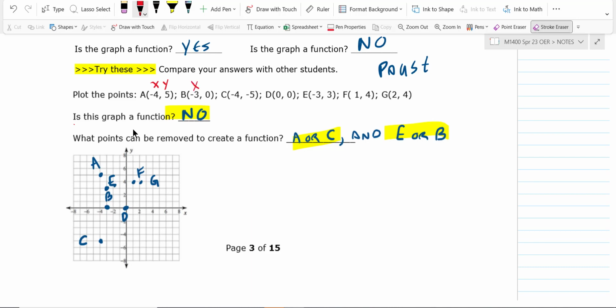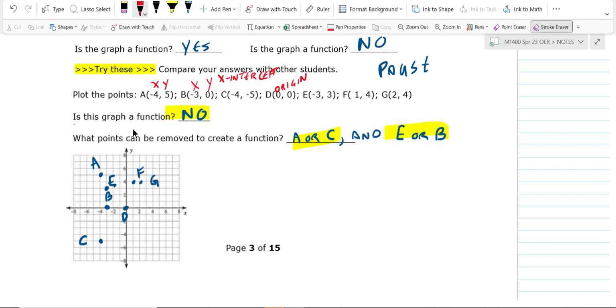Point B, you're going to the left 3, and you're not moving up or down on the y-axis. So if that y is 0, this is what we call an x-intercept. Okay, C, you would go left 4, down 5. So notice I went left 4 on the x-axis, down 5 on the y-axis. Point D is in the middle, 0, 0. We call that point the origin. And then -3, 3, you're going to the left 3, up 3 on y to get that point.